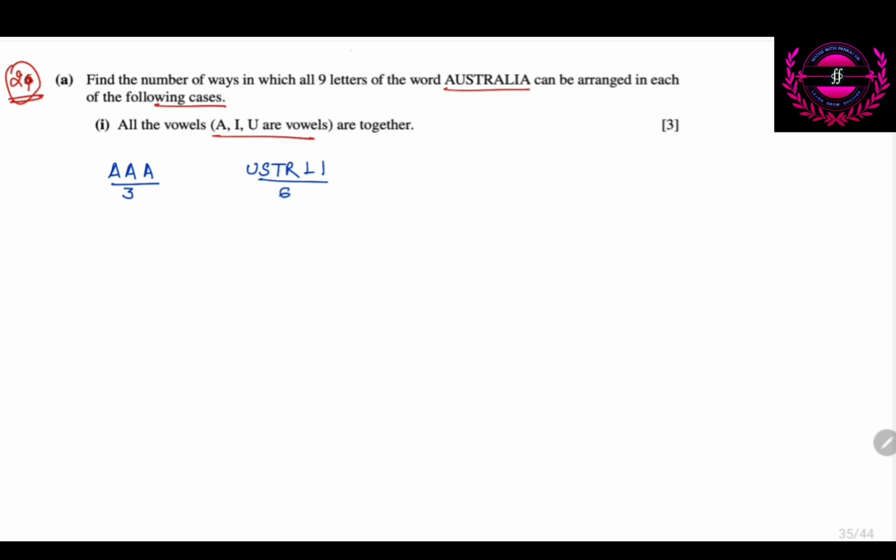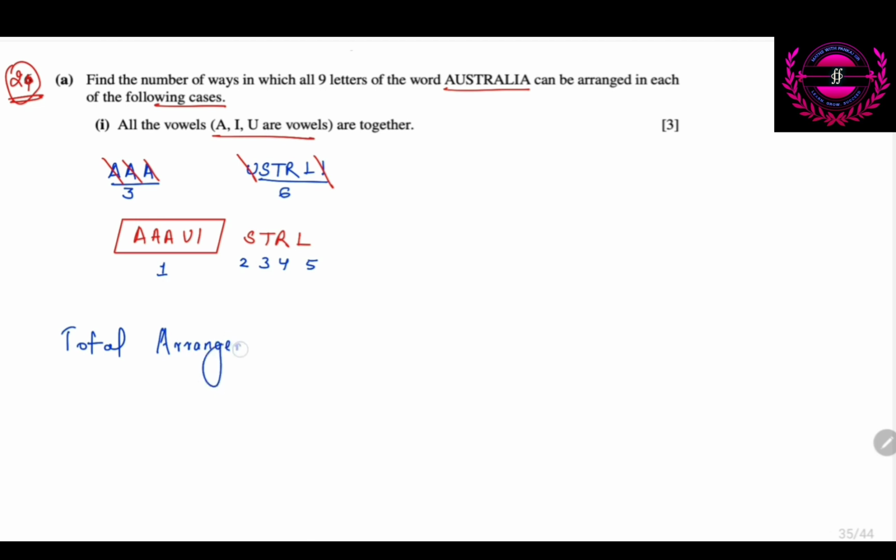Now it is said that the vowels A, I, U are together. So A, I, and U are together. I will take them as one object, and the remaining are S, T, R, L. Therefore, the total number of alphabets I have is 5. Now I can arrange these letters in how many ways? 5 factorial.